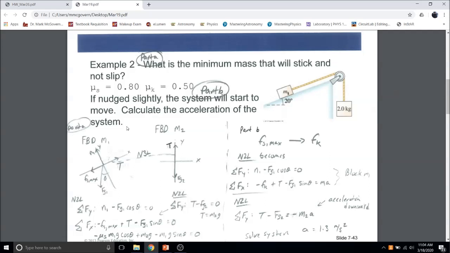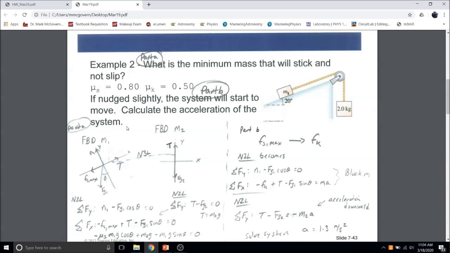At some point, the mass of M1 is going to get really big, and then it's the one that can start the motion. So at some point, the mass gets very, very large, and then it can overcome its own static friction, and then the whole system moves down the incline and the 2 kilogram block goes up. So that's just conceptually what's going on in a situation like this.